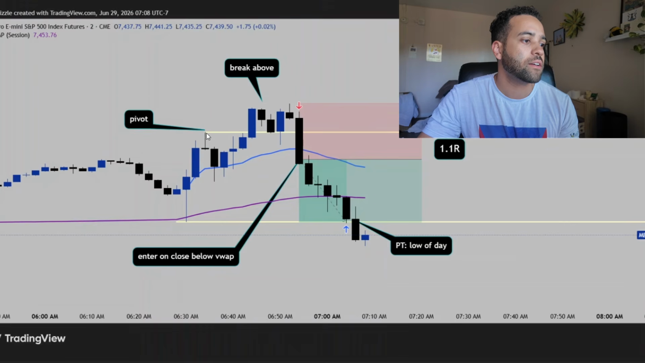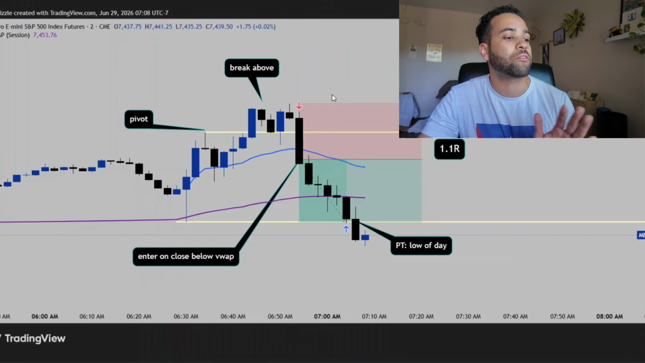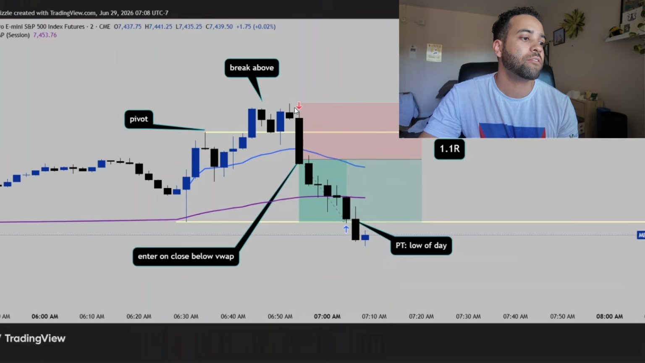I waited for it to break above, and then I waited for it to come back below and close below this blue line, which is the New York VWAP. So once it closed, I entered looking for a short. I was targeting this previous low of day, and my stop loss was above this structure here, and that is a clear invalidation point. So if price had broken above that, I'm no longer looking for a short. So that's why I love when my stop losses are at invalidation points.